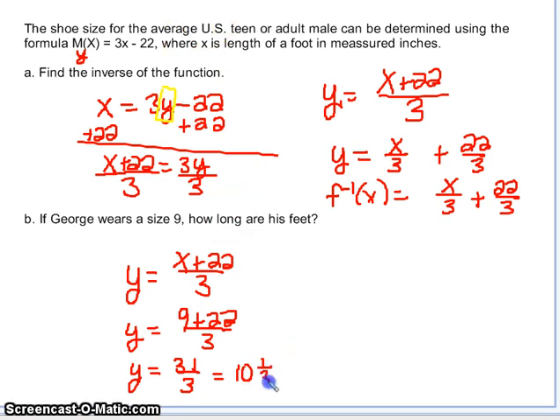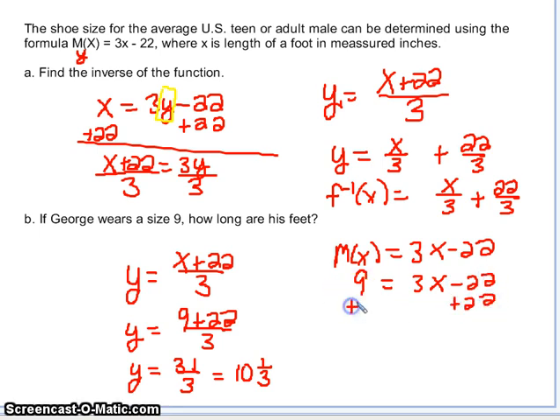10 and 1/3 inches. Now, if you wanted to use your original, m of x equals 3x minus 22, where x is the length of the foot, that means we'd be solving for x, and m of x is his shoe size. If we plug a 9 in here as well, and add the 22, we're going to end up with the same thing because we're still going to have 31 equals 3x, and divide both sides by 3 until we get x equal to 31 over 3, or 10 1/3 inches.